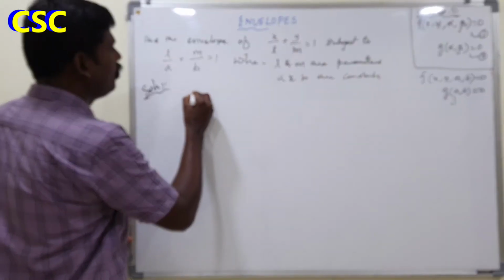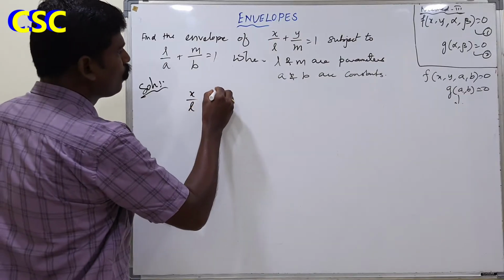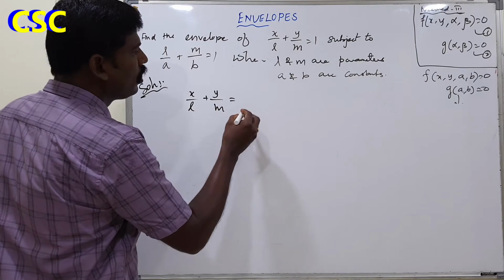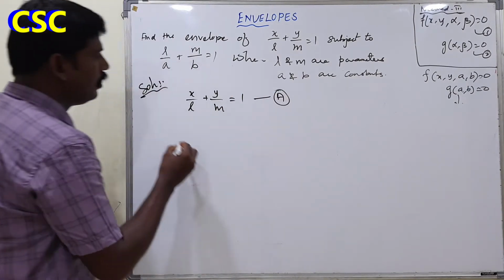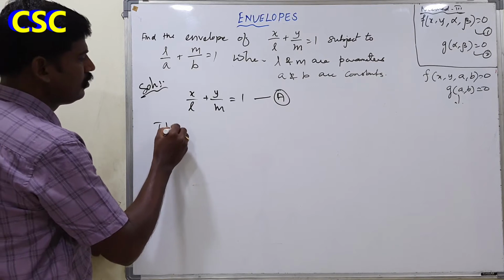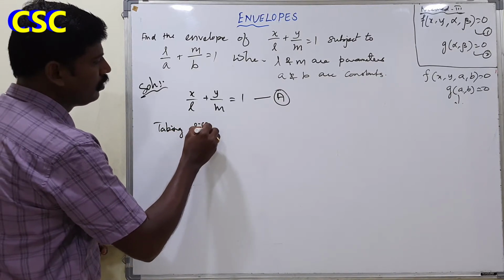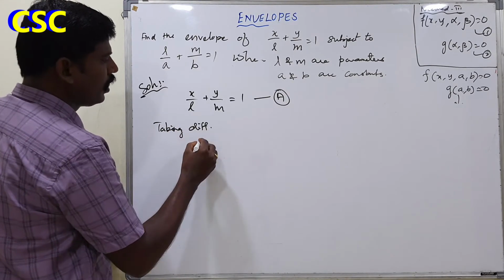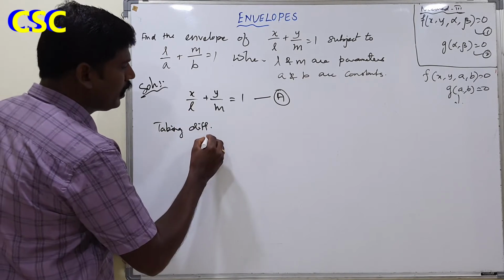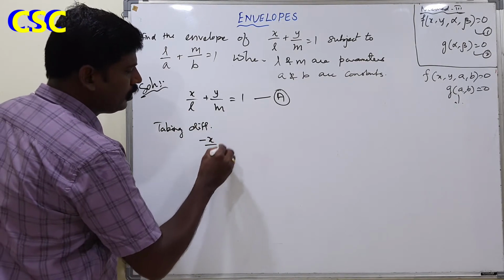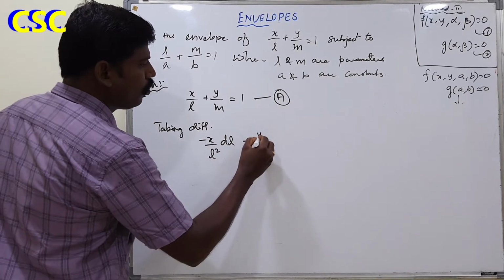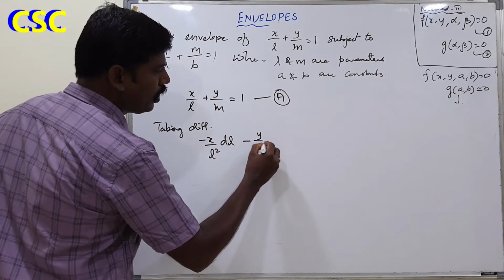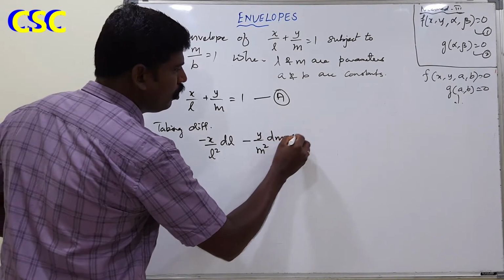What is given to you? X by L plus Y by M equal to 1. Call this given equation A. Taking differentials, 1 by L becomes minus 1 by L square into dL, and minus 1 by M becomes minus 1 by M square into dM equal to 0.